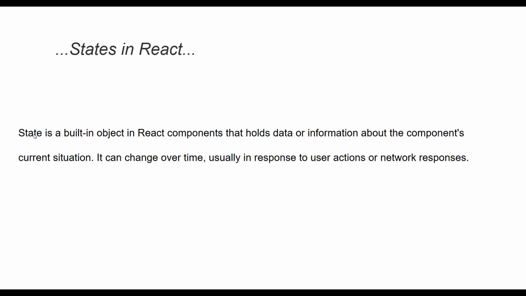So now we are going to see what states are in React. State is a built-in object in React components that holds data or information about the component's current situation. It can change over time, usually in response to user actions or network responses. That is why you see on the browser, when we click on the button, that's the user action. The user clicks on the button and the state changes from 0 to 5 and subsequent values as the user interacts with the button.